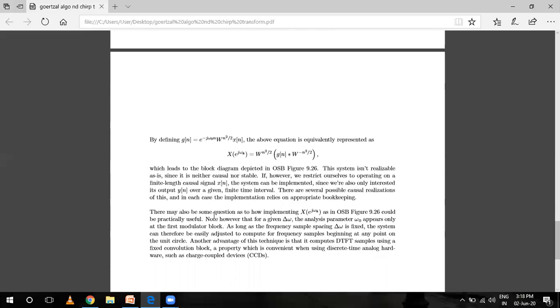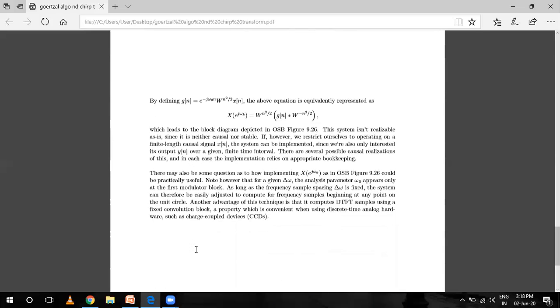There may also be some questions on implementing this in the book, and as long as the frequency sampling spacing Δω is fixed, the system can therefore be easily adjusted to compute for frequency samples beginning at any point on the unit circle. Another advantage of this technique is that it computes DTFT samples using a fixed convolution block, a property which is convenient when using discrete time analog hardware such as CCD, charge coupled devices.